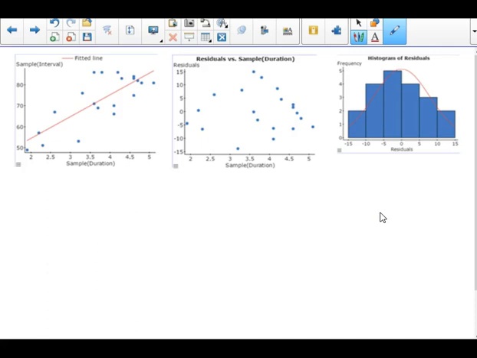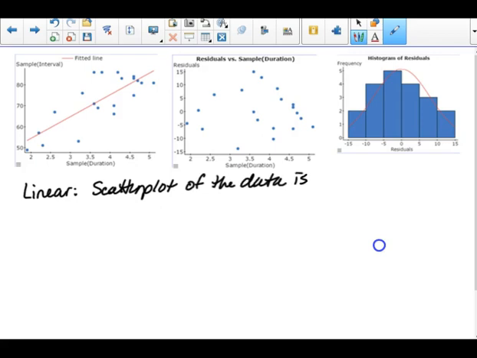The first condition is linear. We want to look at, does it look reasonable that the x and y values have a linear relationship? So here's a sample of the duration of the eruptions, and here's the interval, or the time till the next eruption. And if I look here, it looks very reasonable that the data looks linear. Okay, we don't see any obvious curve here. So we say the scatter plot of the data is fairly linear.